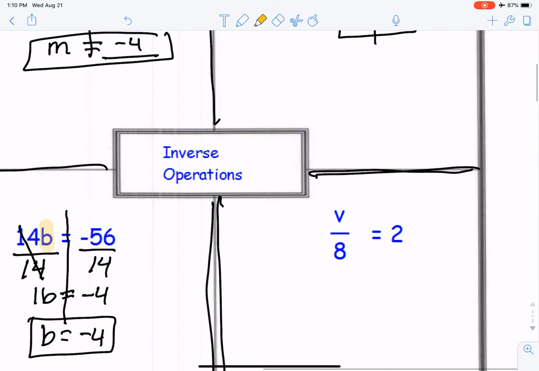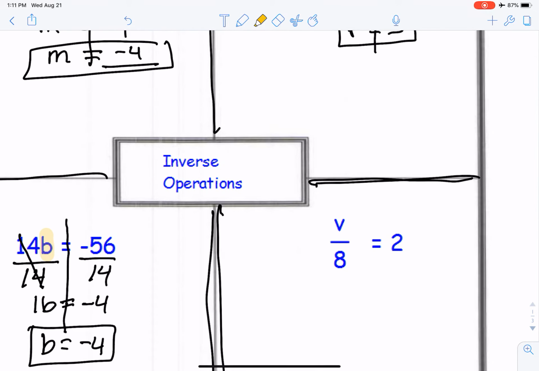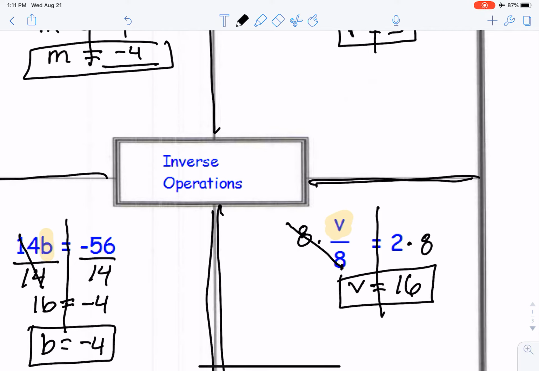Okay, and then lastly, I have v divided by 8 equals 2. We're going to try to get v by itself. To do that, I need to multiply both sides by 8, since this 8 right here is being divided. If I multiply 8 on the left, I also need to multiply 8 on the right. 8 divided by 8 is going to be 1. So I get 1v, or just v, equals 2 times 8 is 16. So v equals 16.